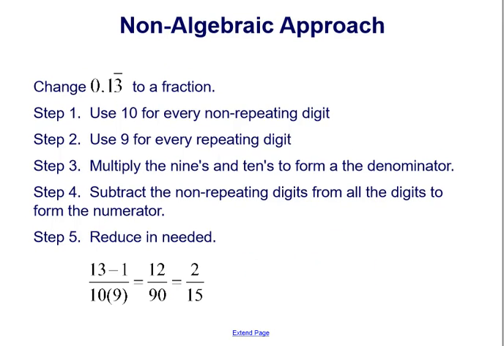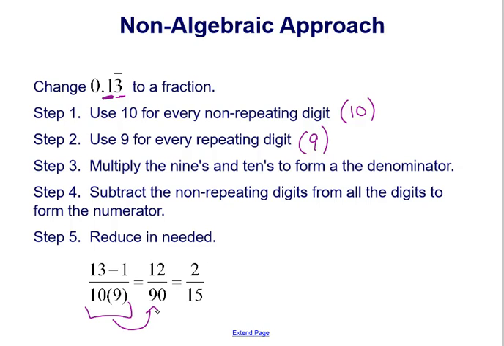Let's look at another example. Here we have changing 0.13 repeating to a fraction. So we're going to use 10 for every non-repeating digit. We have one non-repeating digit, it's 1, so that would be one 10. We're going to use 9 for every repeating digit. Well, there's only the repeating digit of 3, so we're going to use one 9. And if we multiply 9 times 10, that gives us the denominator of 90.